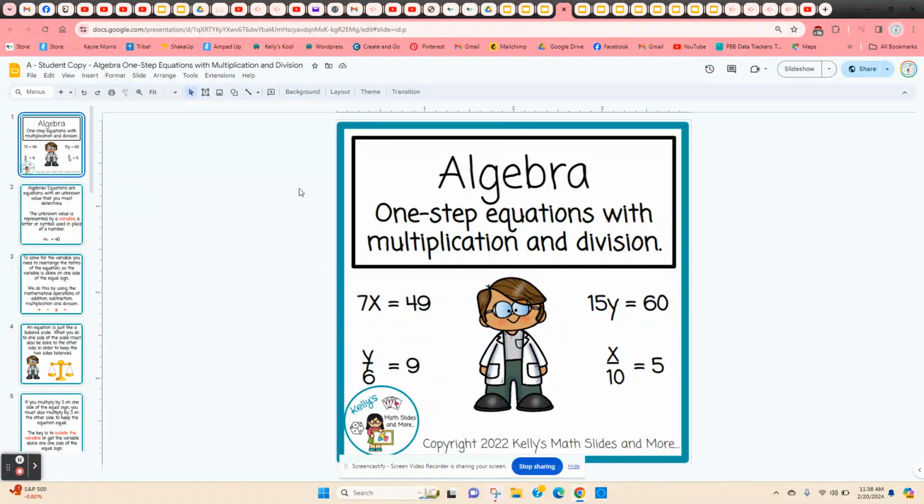One-step equations with multiplication and division. This is a digital lesson, and this is a beginning lesson. It doesn't include any negatives.